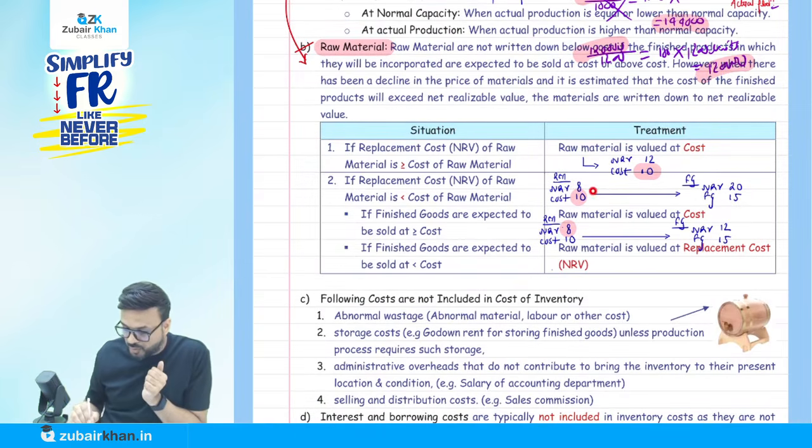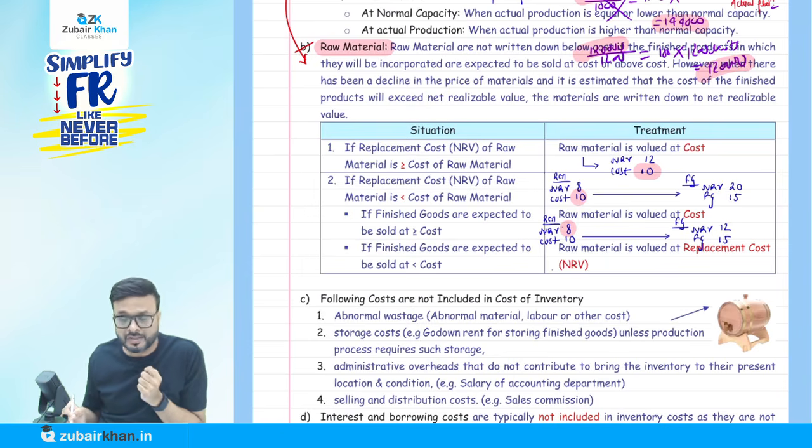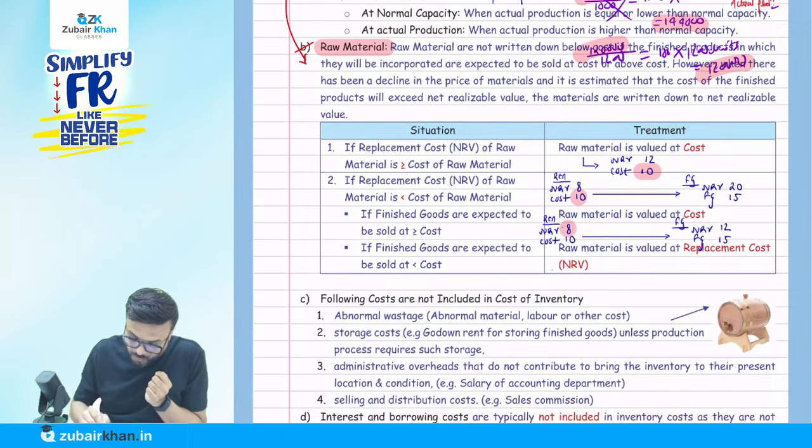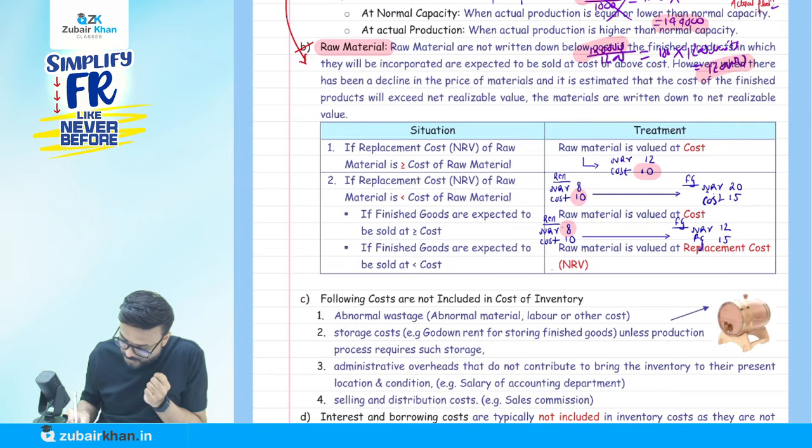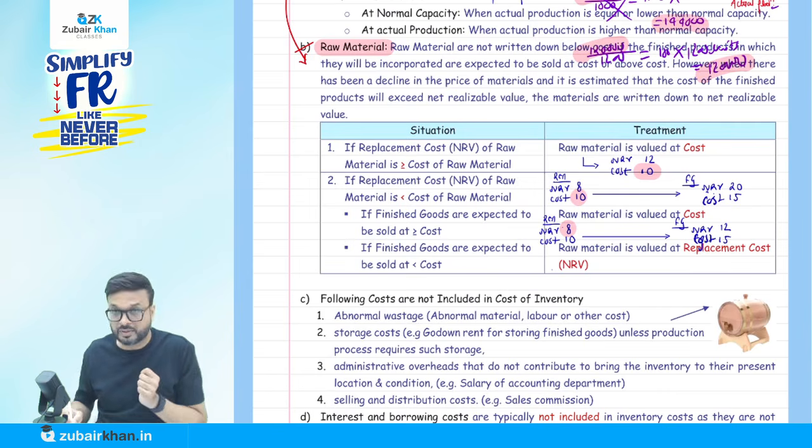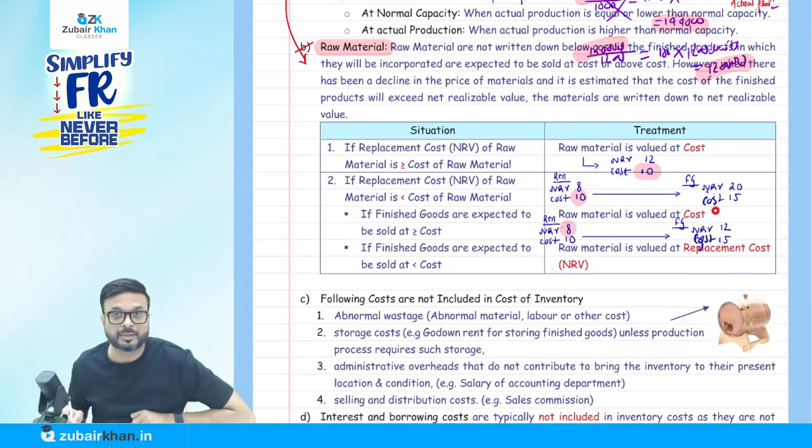So I go to finished goods. What is the NRV of the finished goods? Suppose 20. What is the cost of the finished goods here? Okay, let me write it down here. What is the cost of the finished goods here? 15. So what is going to happen here now? They say in that case, we have to record at what?